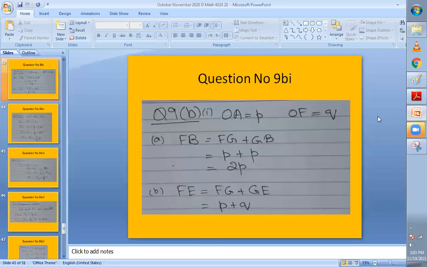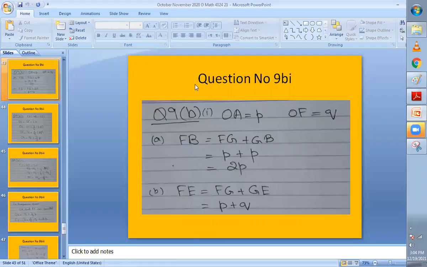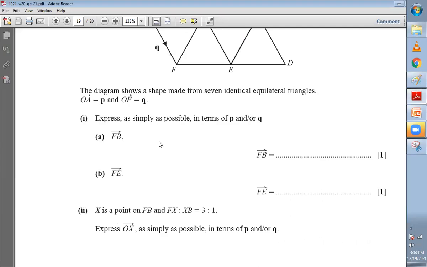OA is p, OF is q, FB will be F to G plus G to B, and that will be p plus p, and that will be 2p. So the value of the FB will be 2p. So here write 2p.